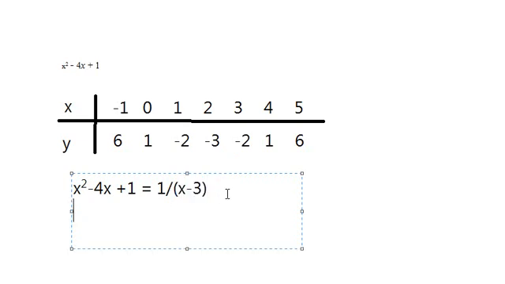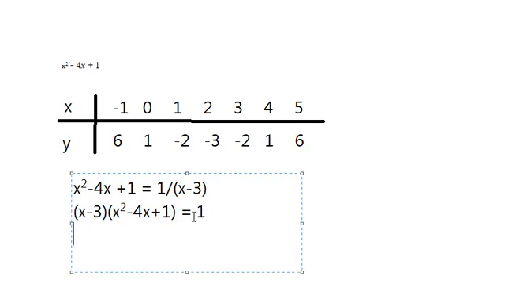So you can do x minus 3 times x squared, expand this thing, and you will get x cubed minus 4x squared plus x minus 3x squared plus 12x minus 3 is equal to 1.